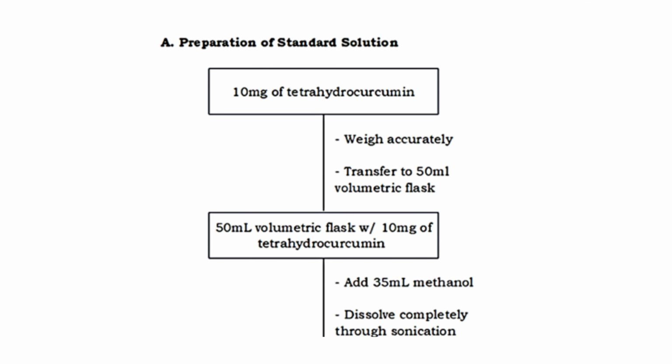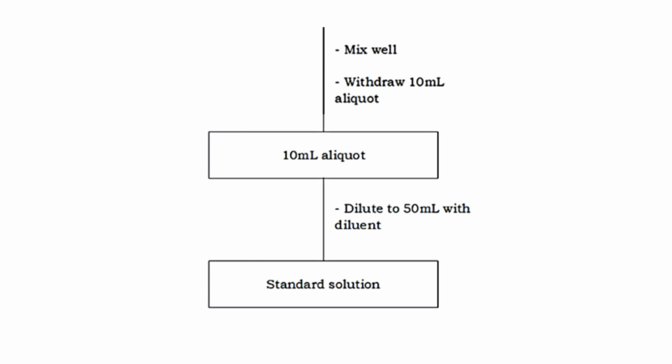For the preparation of standard solution, 10 mg of THC was accurately weighed and transferred to a 50 ml volumetric flask. 35 ml of methanol was added, and with the aid of sonication, it was dissolved completely. Volume was made up and the solution was mixed well. 10 ml of aliquot was withdrawn and diluted to 50 ml with diluent.